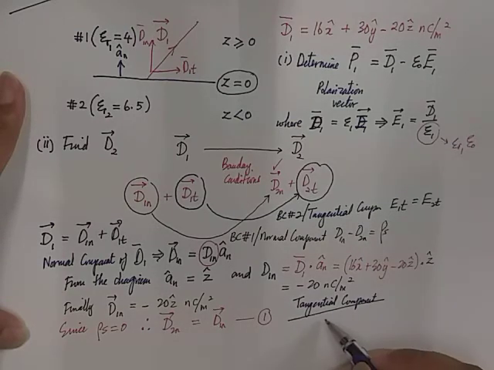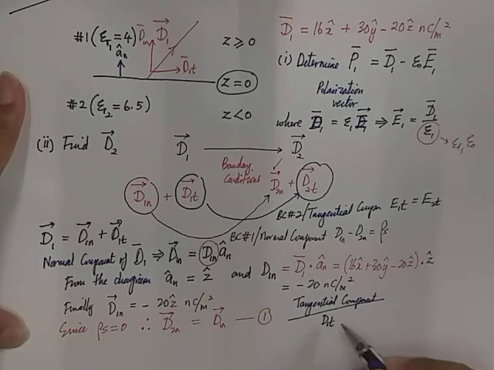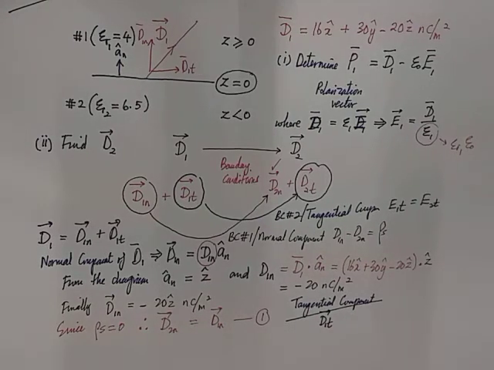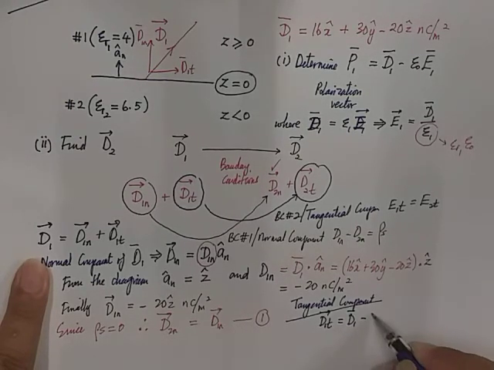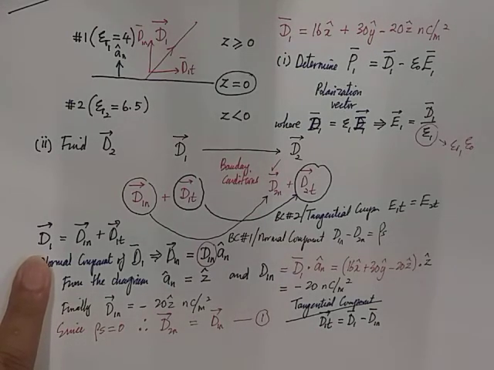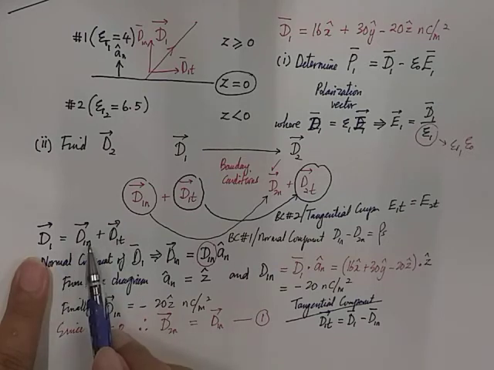So I want to find D1t. How do I find D1t now? Using this equation, D1t is equal to D1 minus D1n. Agreed? D1t equals D1 minus D1n.